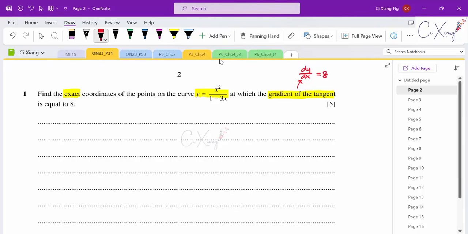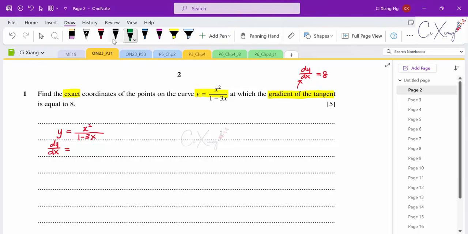Right, then from this information, we want to find the coordinates for the points. So we'll start first. First of all, we have the curve equation. This is the equation of the curve. And then to find out the dy/dx, of course, we need to go through differentiation. So what's the formula for differentiation here?